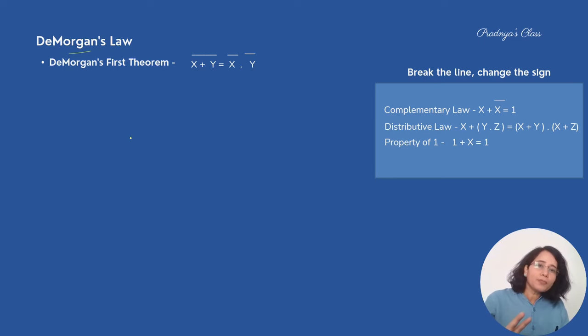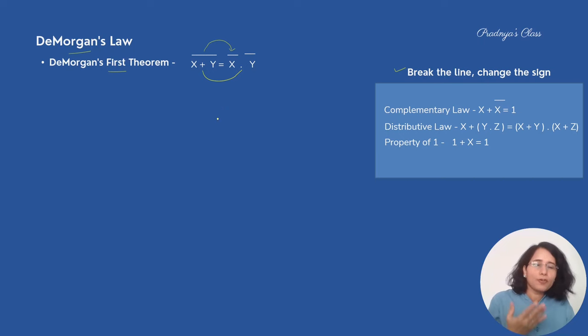There are two DeMorgan's laws. First we will try to understand DeMorgan's first law. What is the hint or tagline of DeMorgan's law? Break the line, change the sign. Look at this expression: x plus y whole bar is equal to x bar dot y bar. So we are breaking the line into the individual elements and changing the sign from OR to AND.